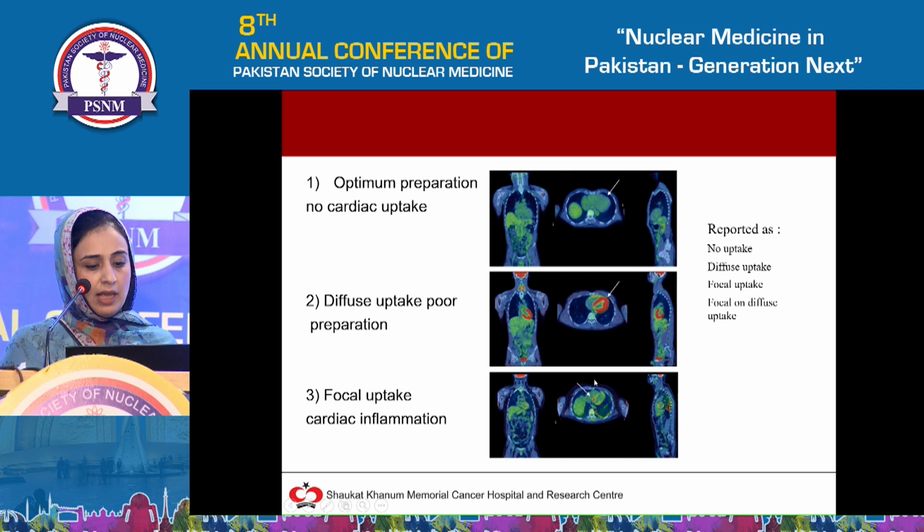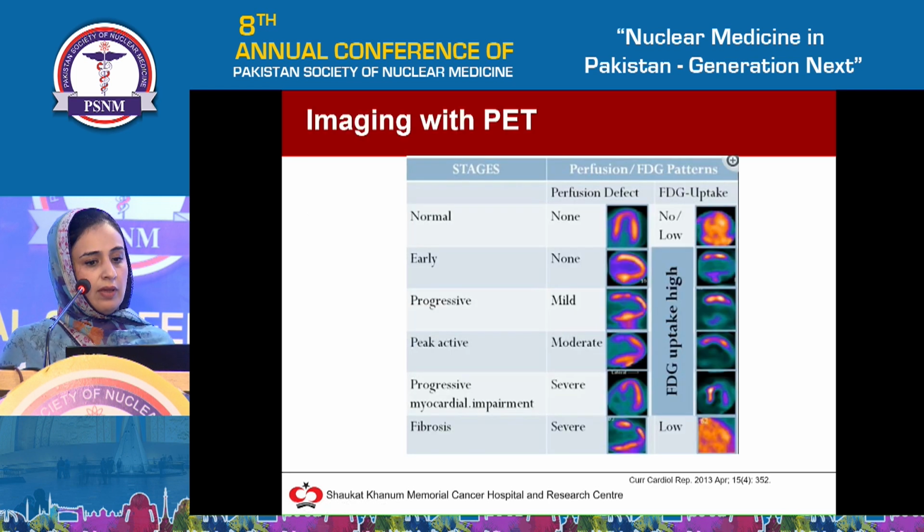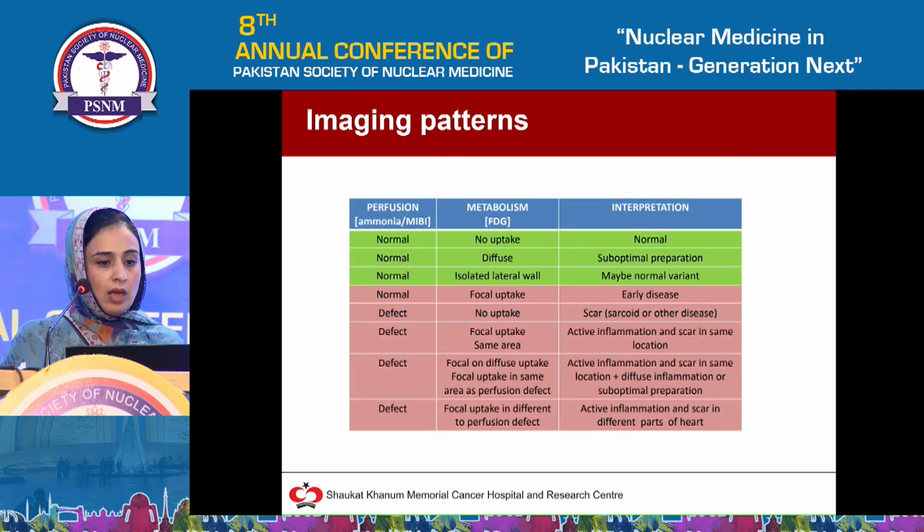If there's focal uptake, suspicious for cardiac inflammation, obviously you'll compare with MRI. If you're doing perfusion, then you will compare the perfusion imaging with the FDG imaging. You will see if there are any areas of reduced perfusion; if there is focal uptake, then that will be active inflammation. But if there is no uptake, even then it's likely to be fibrosis.